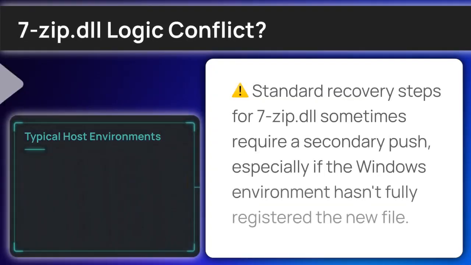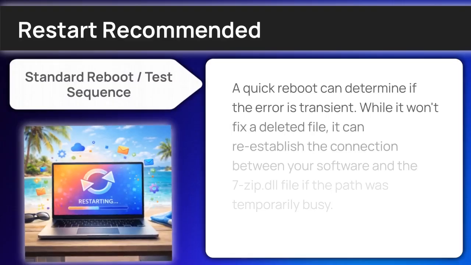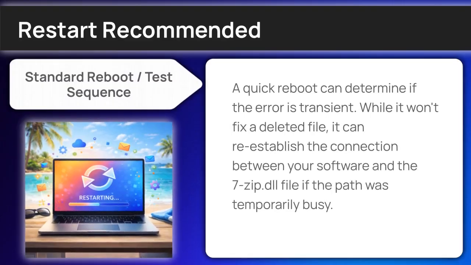If the setup package didn't provide a resolution, we need to look under the hood at how your system handles current session configurations. A full system restart ensures that no background processes are currently locking the 7-Zip library file. A fresh boot allows Windows to reinitialize its library map from a clean state.